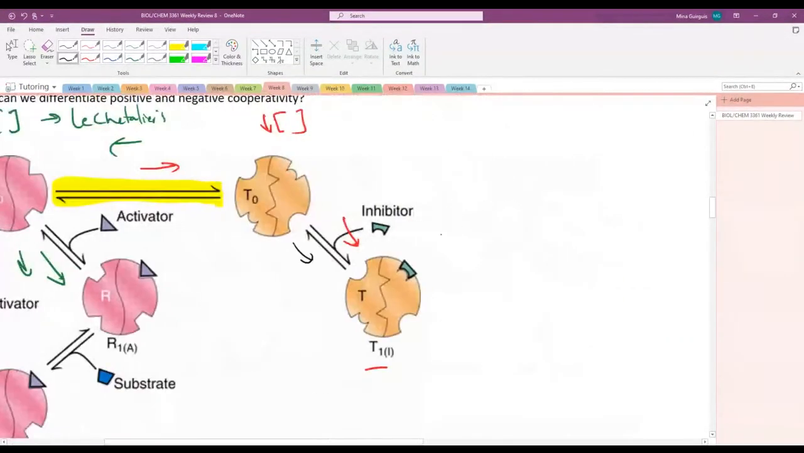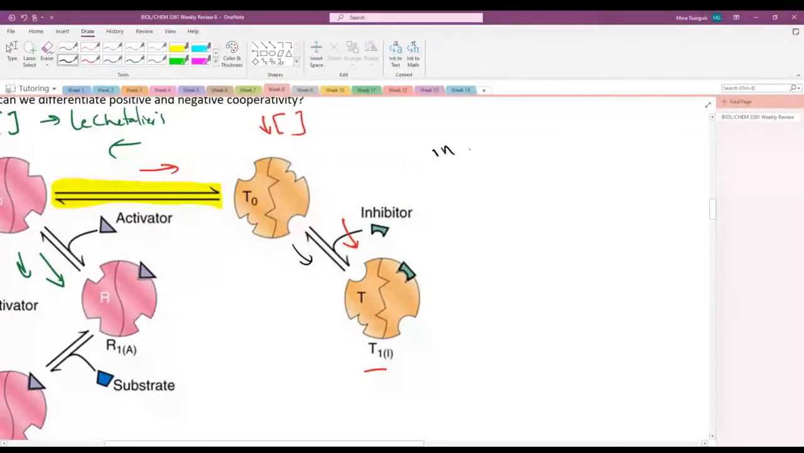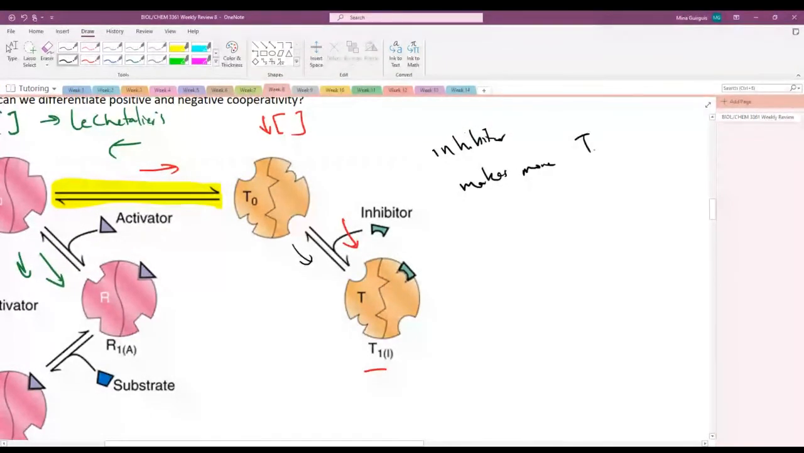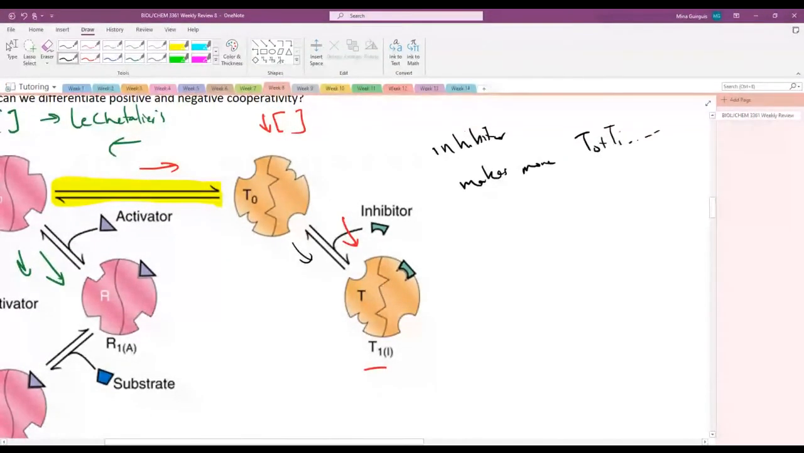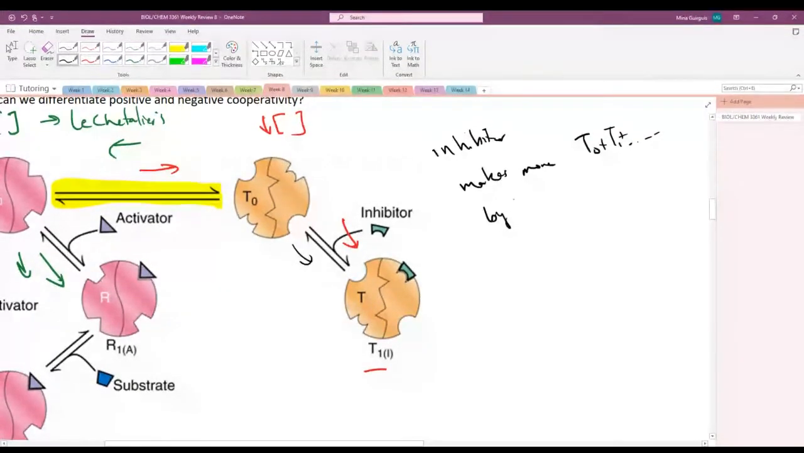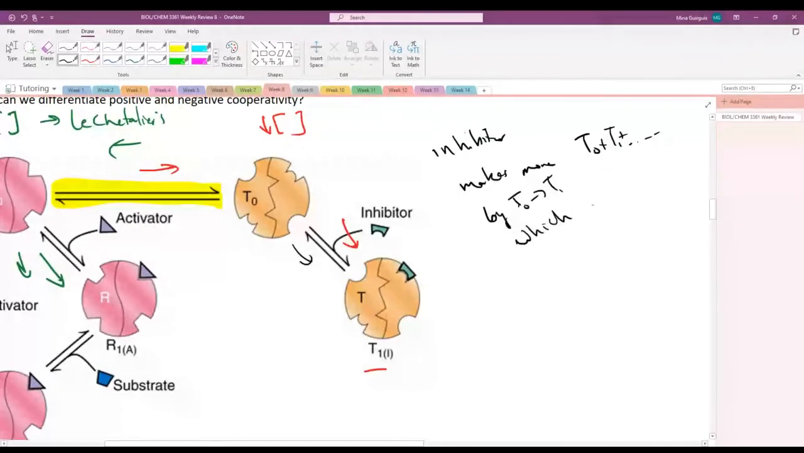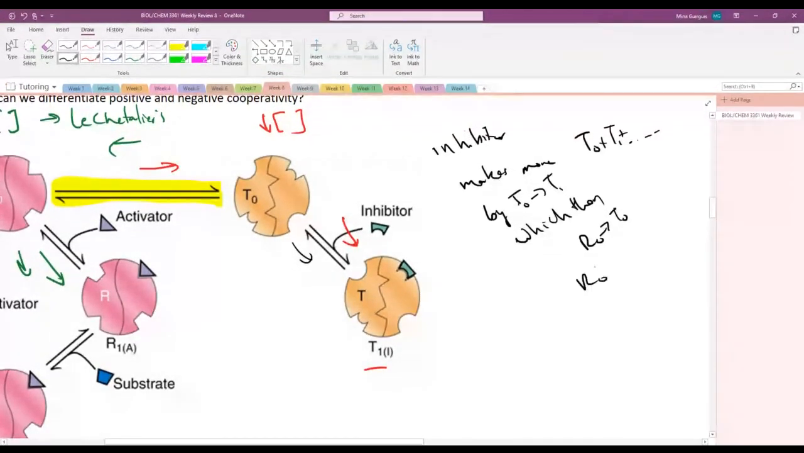Okay? An inhibitor does the exact opposite. So an inhibitor makes more T0 plus T1 plus however many T states there are, by transferring T0 to T1, which then transfers R0 to T0 and decreases R0 concentration. Okay, that's kind of the big part of it.